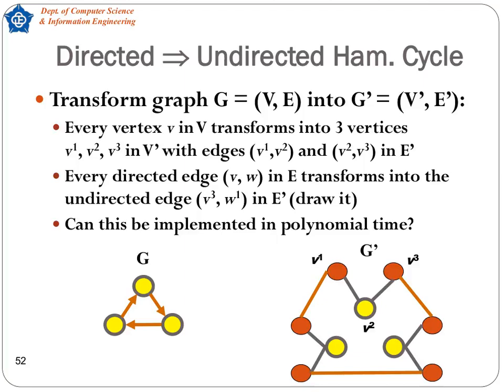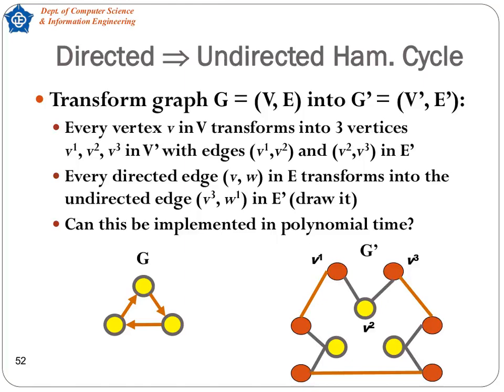Building on our previous proof, this slide presents the classic reduction from the directed Hamiltonian cycle problem to its undirected counterpart. We start with a directed graph G = (V, E) and construct an undirected graph G' = (V', E') in two clear steps. First, for each vertex v in V, we introduce a vertex gadget by creating three new vertices, v¹, v², and v³ in V', then adding undirected edges (v¹, v²) and (v², v³). This gadget ensures that any Hamiltonian cycle must enter at v¹, pass through v², and exit at v³.